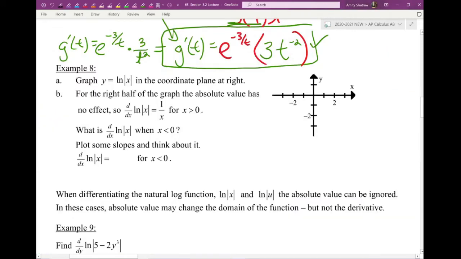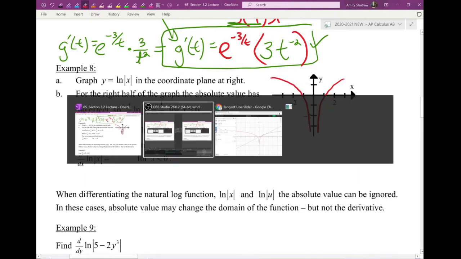For this next piece, in order to graph y equals the natural log of x in that coordinate plane right here, I'll mention I already graphed it. It's like this, and it's like this. It's very pretty. It actually goes through one like that. And it doesn't ever cross over the y-axis. It's like this. So it's a nice, pretty mirror image. You're going to see it right here on Desmos.